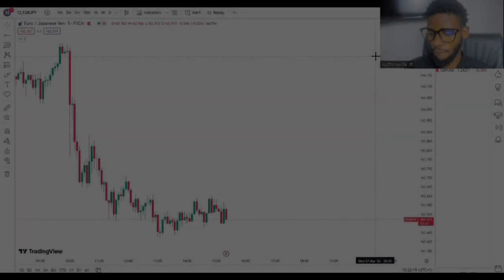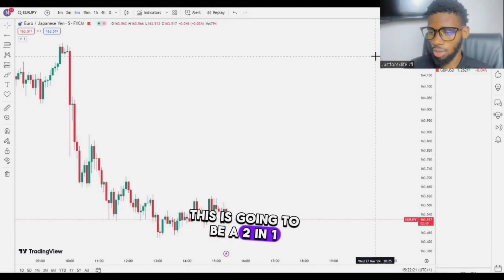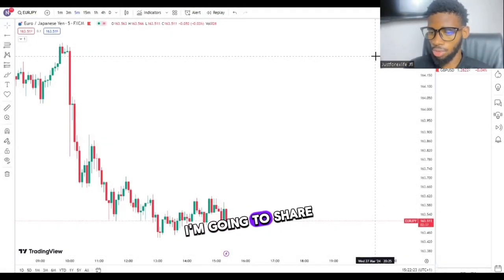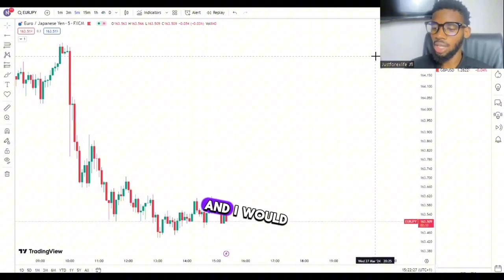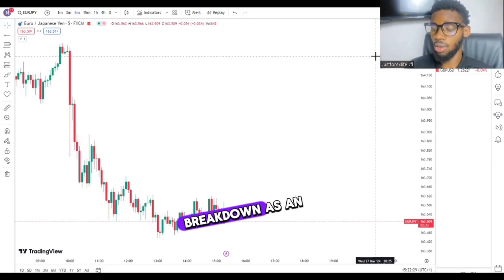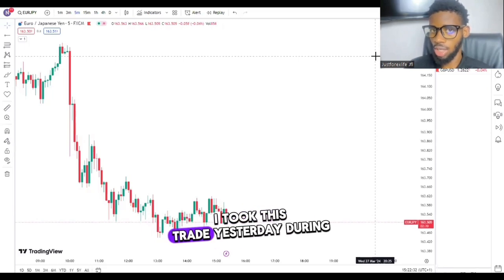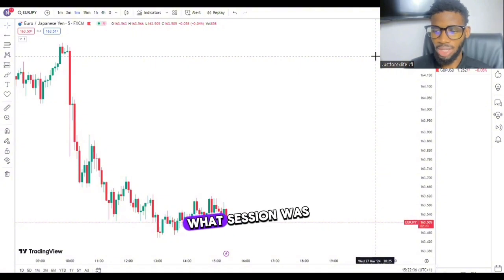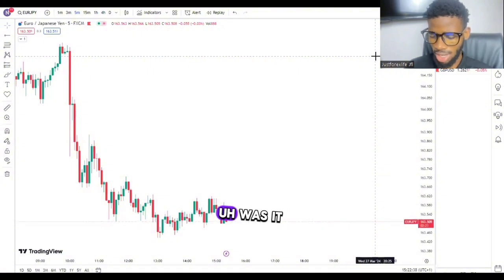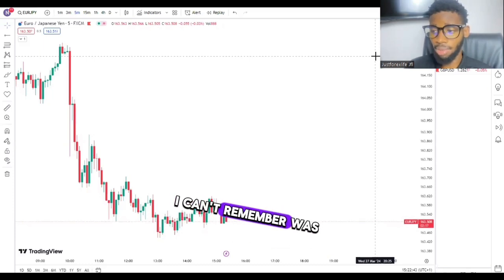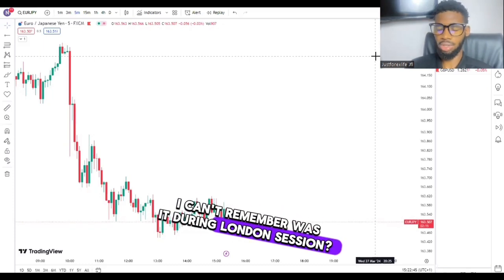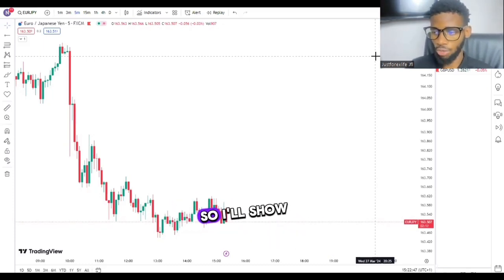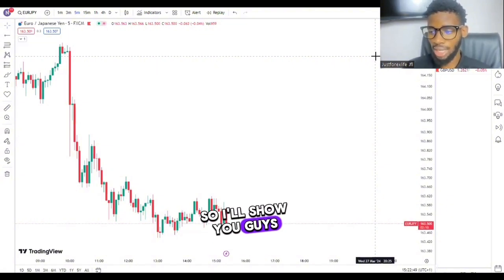So this is going to be a 2-in-1. I'm going to share my system, my strategy, and I'll use a trade breakdown as an example. Now I took this trade yesterday during, what session was it? Was it London? I think it was during London session. I can't remember. It was a trade on Euro JPY. So I'll show you guys.